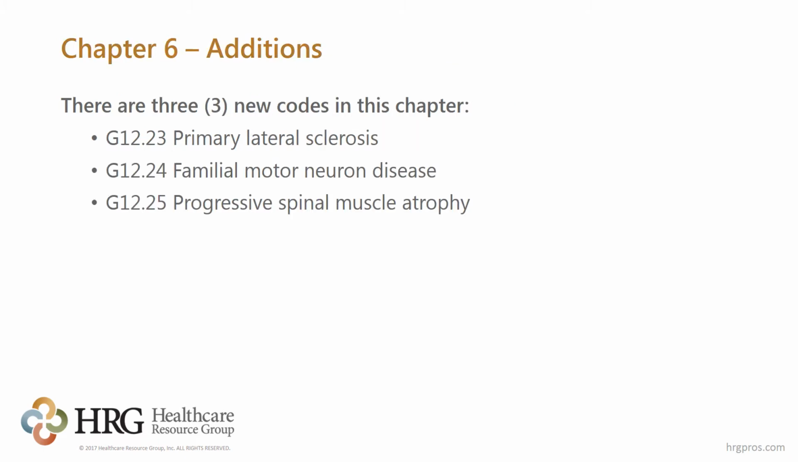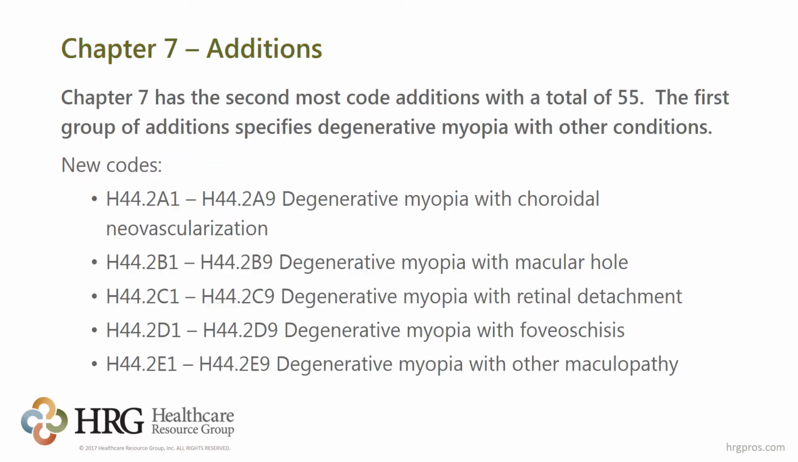Chapter 6 also only saw additions, and there were 3 new codes added to this chapter, and those are listed below. Chapter 7 saw the second most code additions with a total of 55. The first group of additions specifies degenerative myopathy with other conditions. Those new codes are listed below, and they are specified by eye laterality.